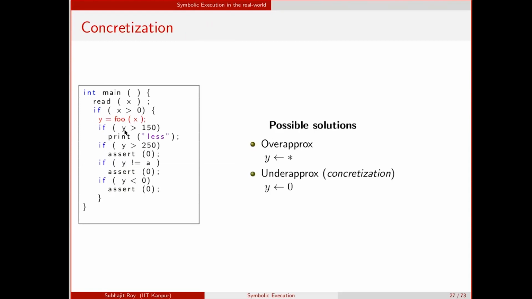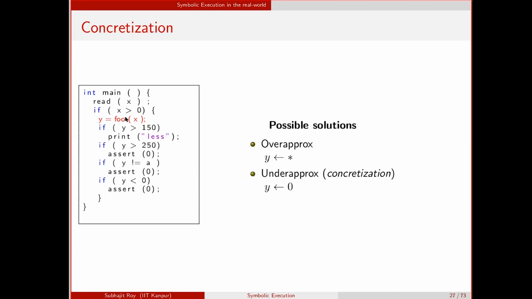So this is what concretization does. Whenever you hit upon a function that symbolic execution cannot analyze, it finds the symbolic expression of this x, tries to solve for that parameter, and finds a feasible value, which is a possible value that this particular foo can run with.